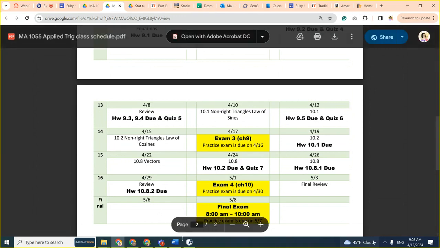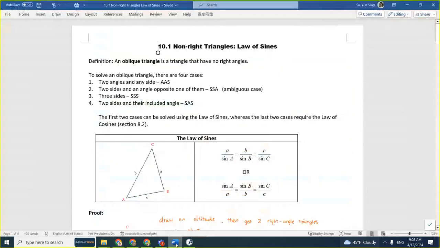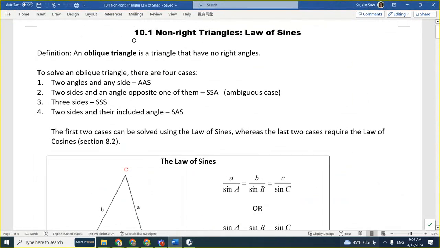Okay, so now let's continue. Let's start chapter 10. Chapter 10 is the last section we cover. This chapter has 3 sections: 10.1 is about law of sine, 10.2, law of cosine, and 10.8, vectors.